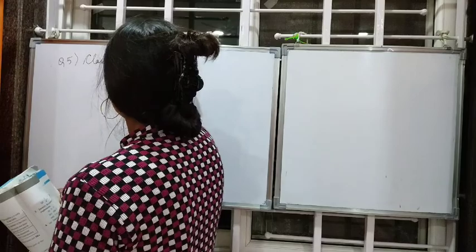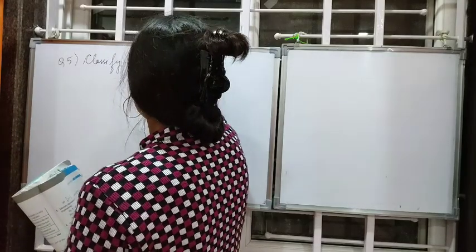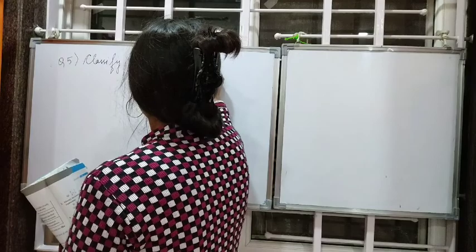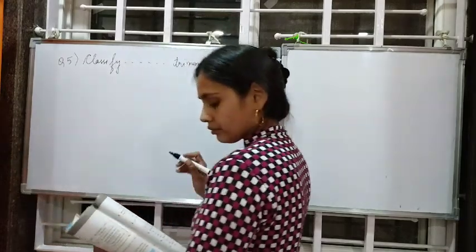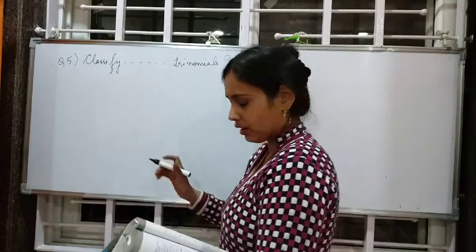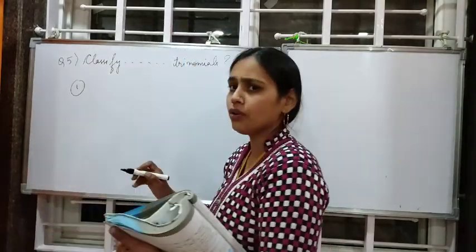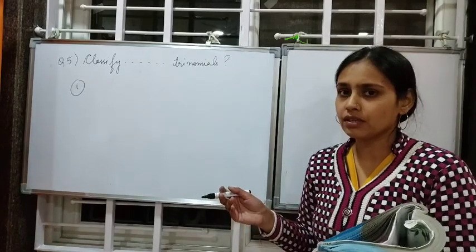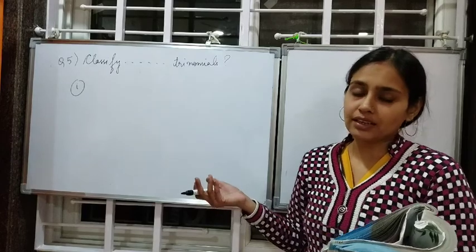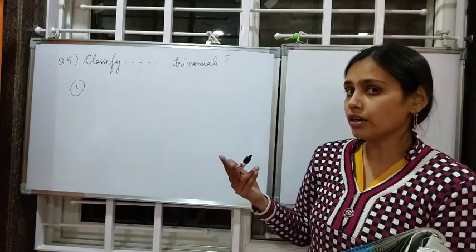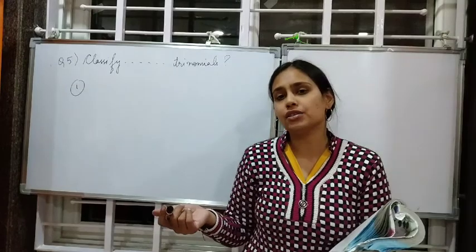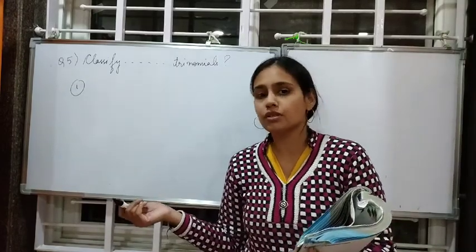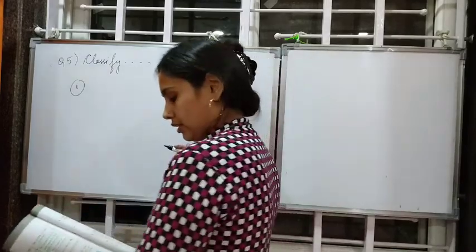Question number 5 is: classify the following expressions into monomials, binomials and trinomials. So the first one, we will just count the number of terms, children. We will only count the number of terms. If it's a single term, monomial; 2 terms, binomial; 3 terms, trinomial; more than 3 terms, polynomial. Okay, so let's start.